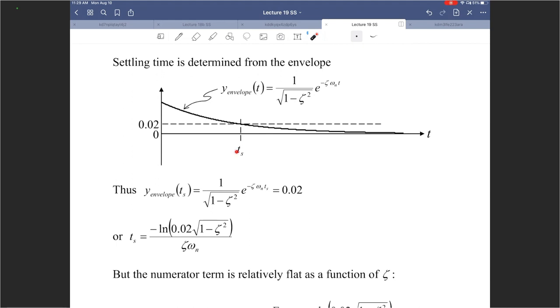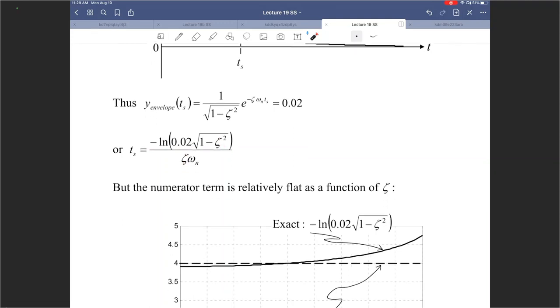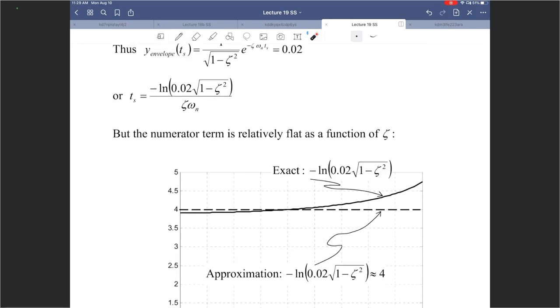We are trying to find the time at which this is 2%. So we know y envelope of t, and we are trying to find ts at which this becomes 0.02. You will see that the time ts that satisfies this equation is given by negative natural log of 0.02 times the square root of 1 minus zeta squared, divided by zeta omega n. That is the exact value of settling time.